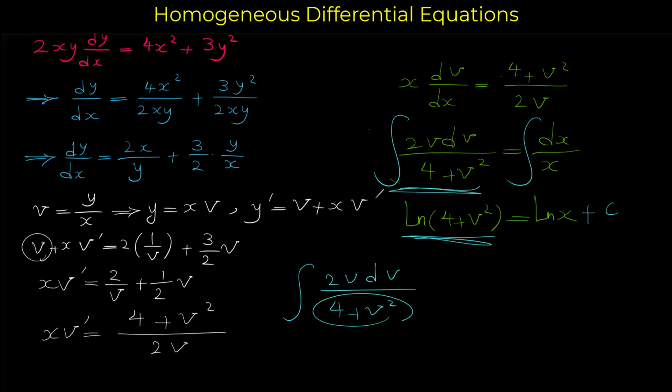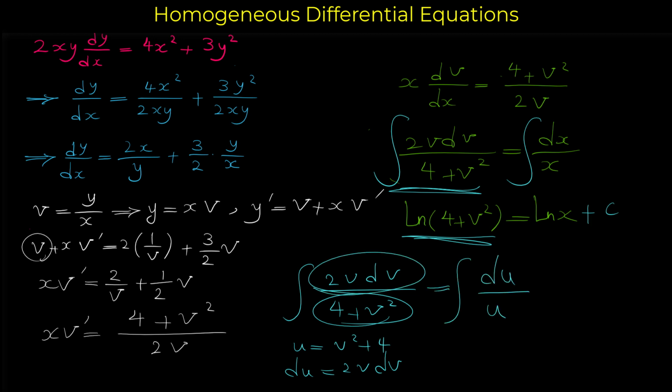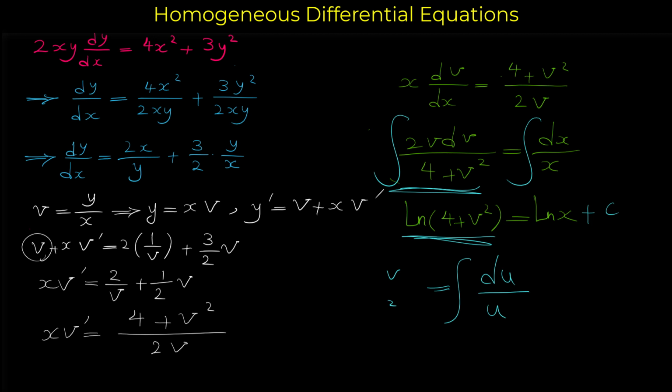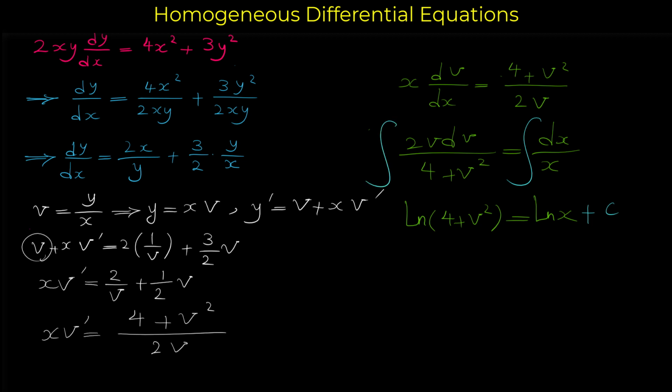For example, if you choose this to be u, du is 2v dv, which is exactly up there. So we have du over u, and the integral of du over u is ln of u, and u is the denominator, so the integral of 2v dv over 4 plus v squared is this. And integral of dx over x is ln of x.